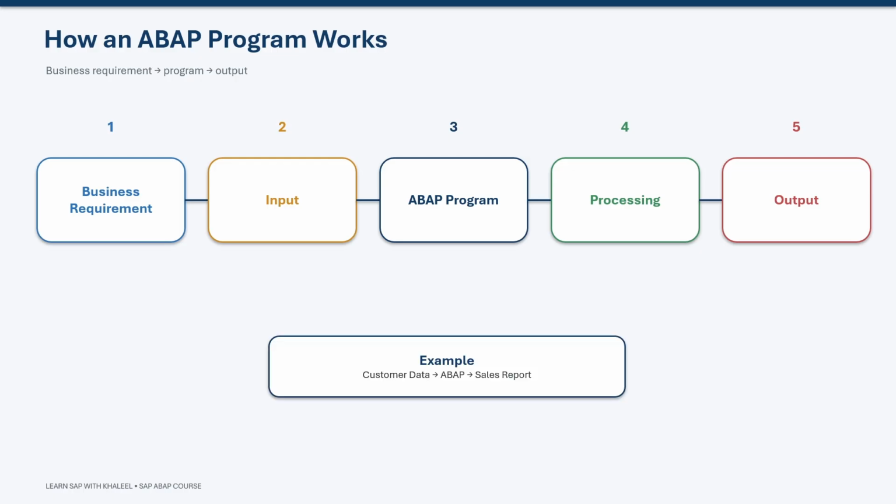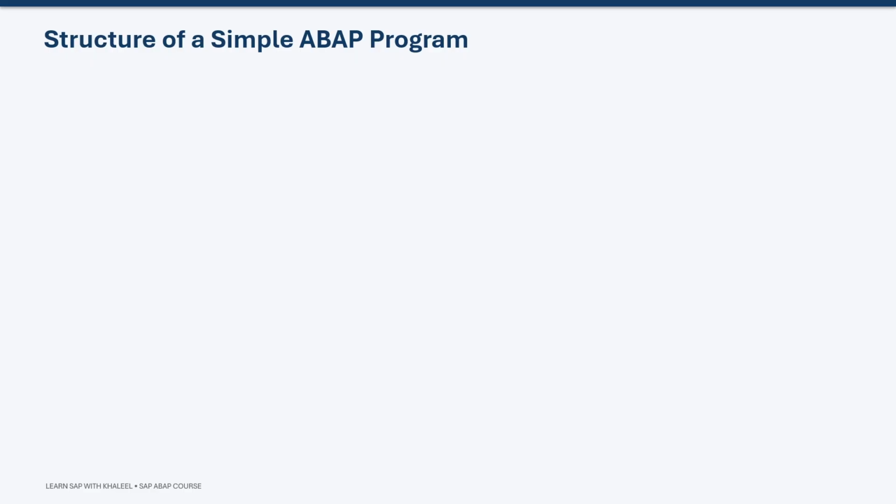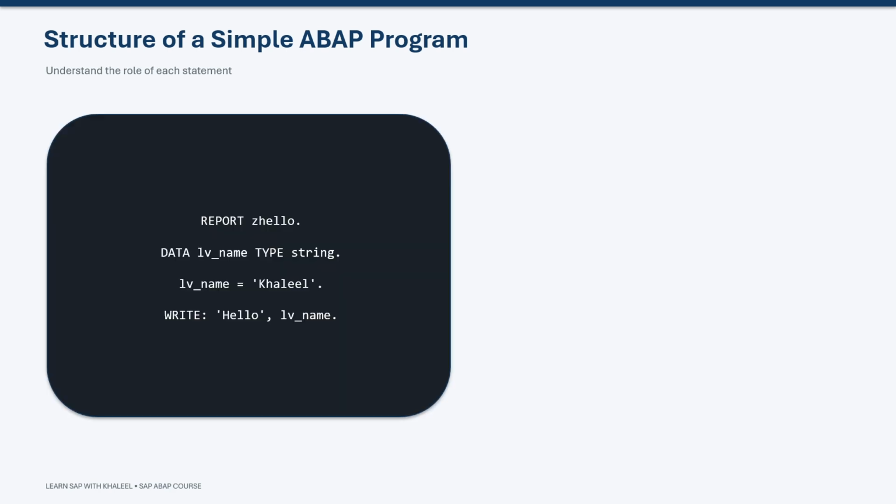Now, the structure of a simple ABAP program. Let's look at our first simple ABAP program. Don't worry about memorizing everything yet. Our goal is simply to understand the structure. The first statement is REPORT Z_HELLO. REPORT tells the SAP system that we are defining an executable report program. Z_HELLO is the name of our program. You will often see custom SAP development objects beginning with Z or Y in traditional customer development naming conventions.